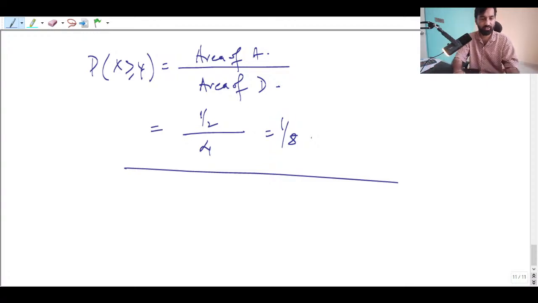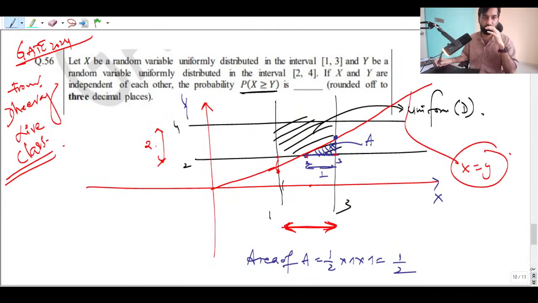Let me calculate also, scientific calculator. 1 by 8. Yeah, 0.125. Okay, so they are also asking the answer rounded up to 3 decimal places. So the answer for this question is 0.125. Then only you will get complete marks.